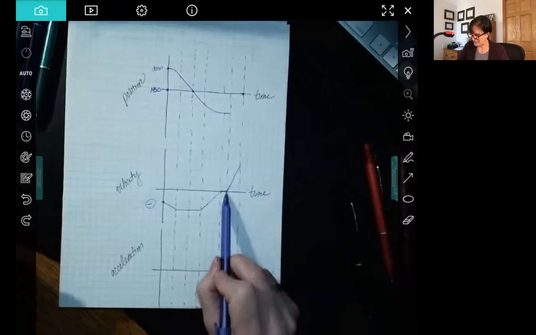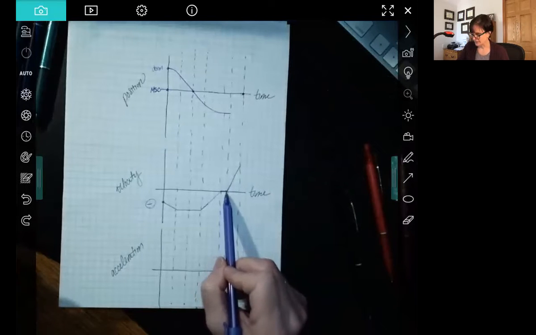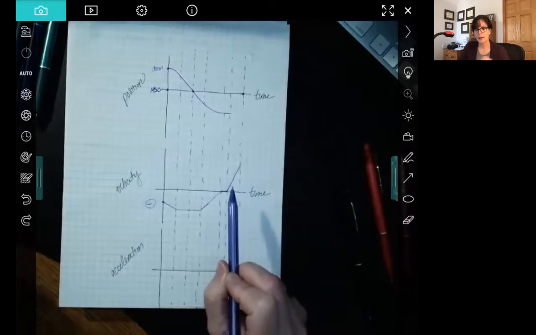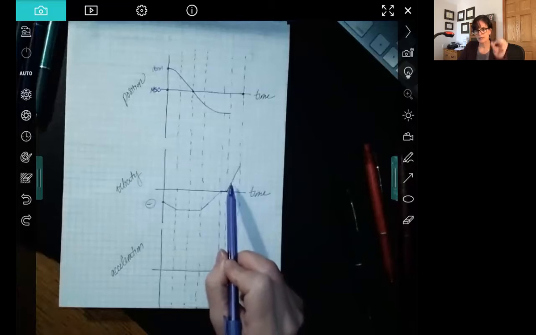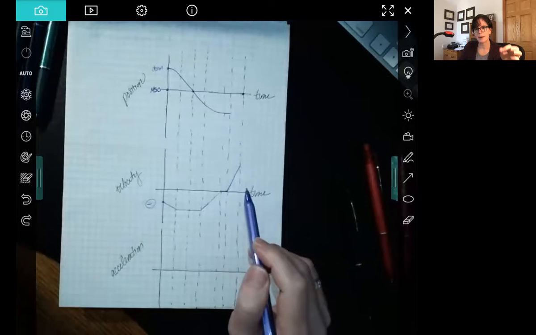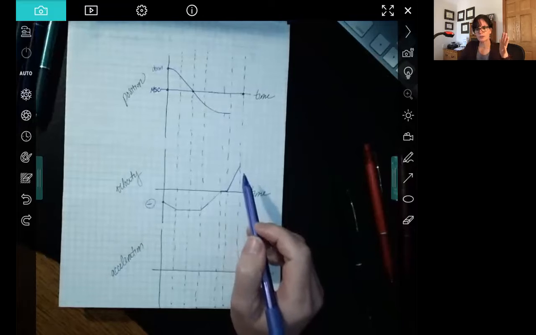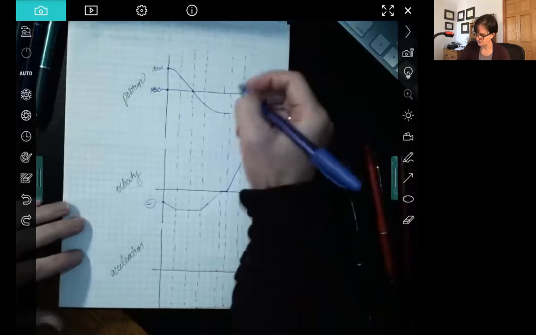Then I have to get my butt to the MSC. And so I'm going to speed up all the way to the MSC. I'm moving to the north now, so the slope of my position time graph needs to be positive. It needs to be getting larger and larger, so steeper and steeper and steeper. I need to be acquiring more position for every tiny little bit of time.